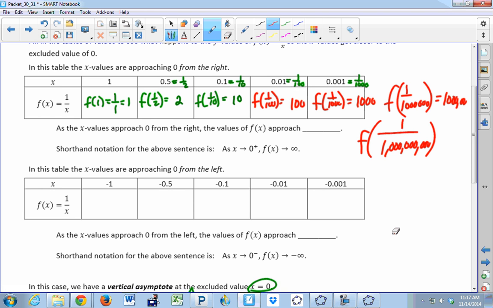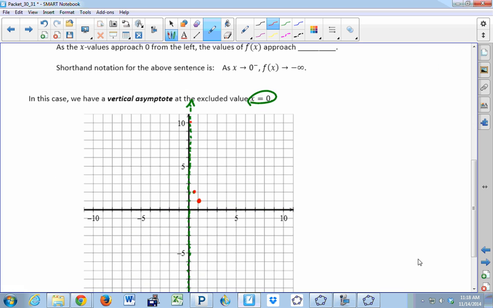What's the reciprocal of 1/1,000,000,000? Billion. All right. Do you get what's happening, folks? The closer and closer you get to this 0, the value of your function is shooting right out through the roof, going into the heavens. It's increasing very rapidly without bound. Nothing's going to stop it. It blows up. It becomes really crazy, right?